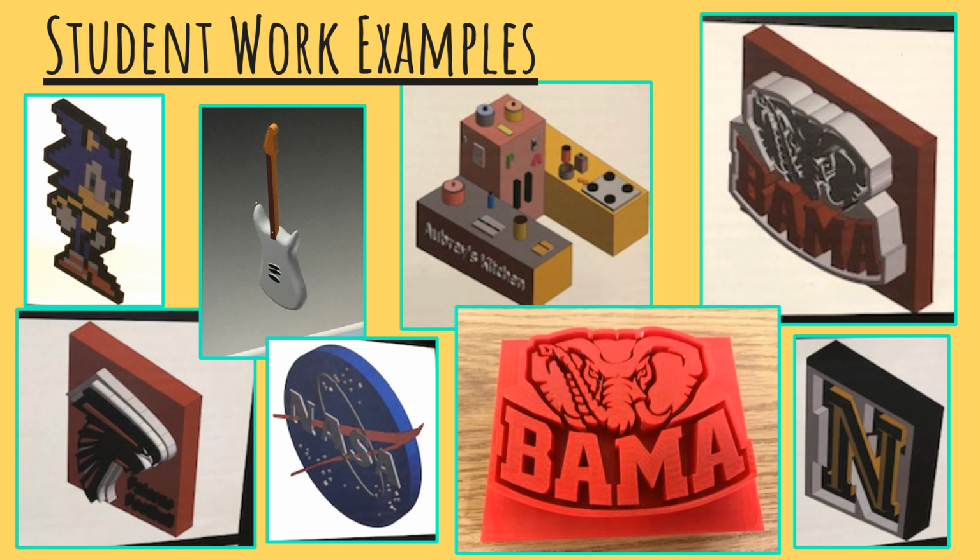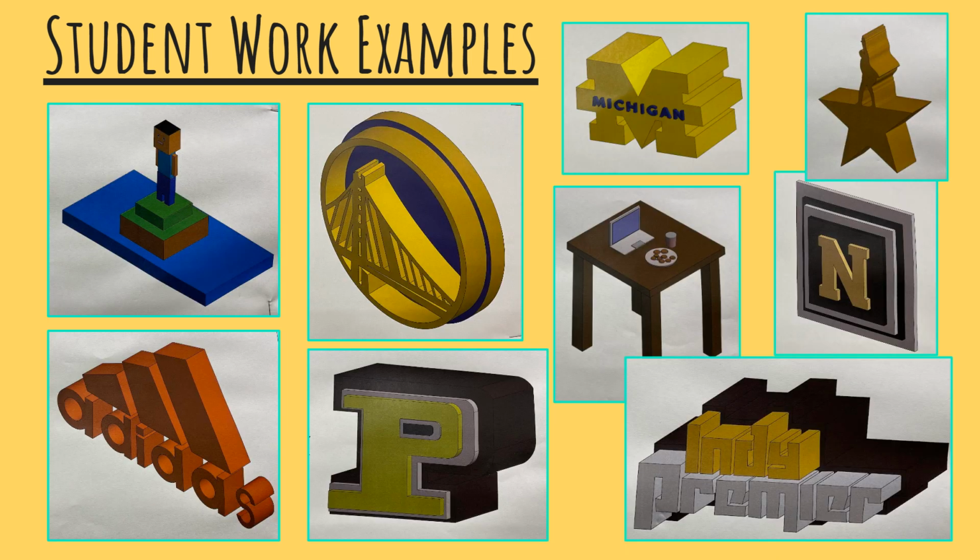If you take a look in the top right-hand corner, you'll see the Alabama logo. This is what it looked like on the computer screen. Then after I printed it, you'll see on the bottom the bright red item. That's what it looked like after it was 3D printed. Here are a few more items, all views of what would have been on the screen.